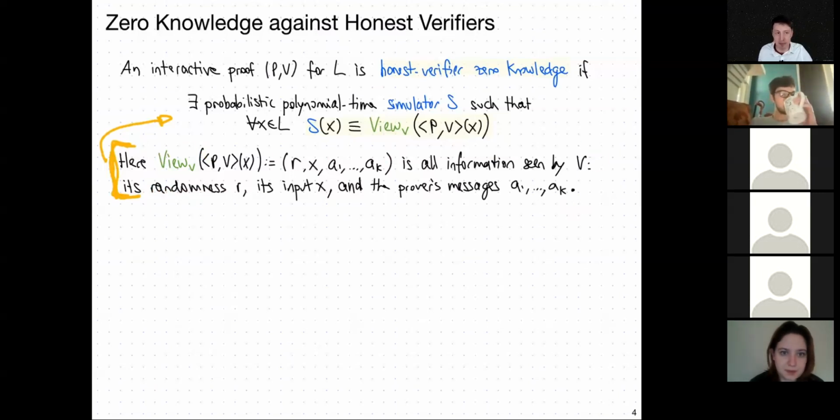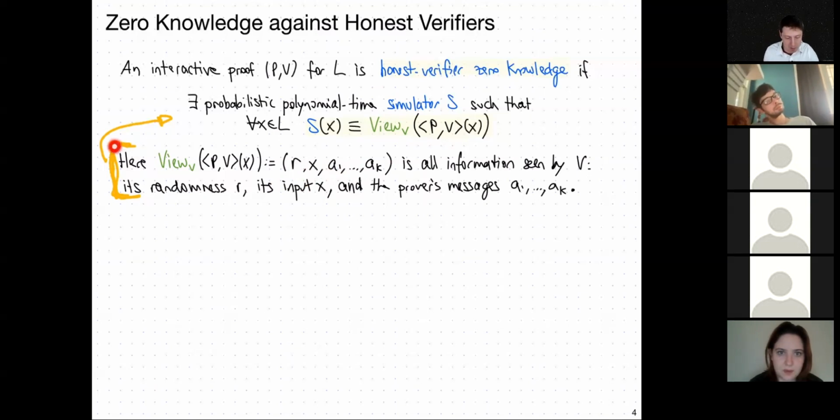Why do we not include the verifier's messages? It's a great question, exactly the question I wanted to elicit. They are determined from these. Once you give me the randomness of the verifier, the input and the prover's messages, they are determined. So I don't need to include them. Great question.